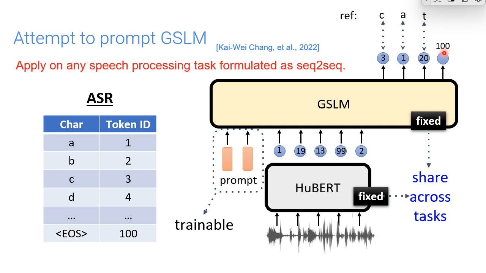By this framework, we can prompt GSLM for any speech processing task if the task can be formulated as a sequence-to-sequence model. I know this idea sounds a little bit crazy. Can we really add some embedding in front of the token sequence to make GSLM do speech recognition? You can read the reference to see whether this is possible.